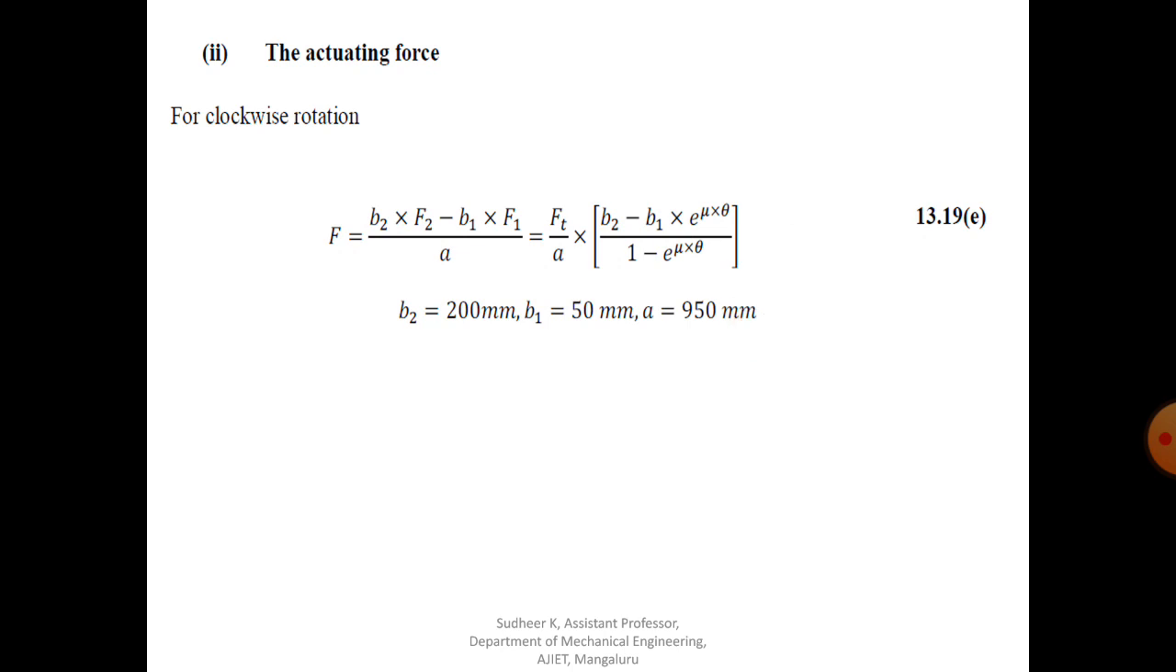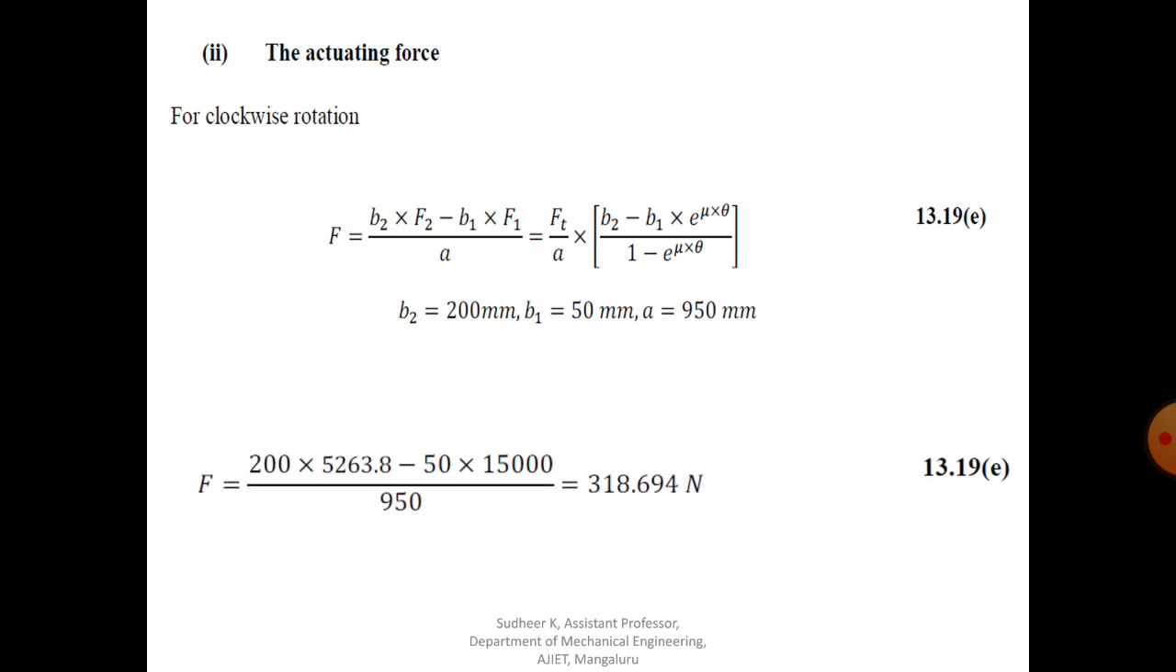This is one of the important notes. If some problem is the same as your data handbook formulas, then there is no need of reversing. Here you have to do reversing, because the direction of force given in the problem and the direction of force given in the data handbook will be opposite. That's why you change the equation. So F equal to B2 into F2 minus B1 into F1 divided by A. B2 value is 200 according to the data handbook, B1 value is 50, and A is 950 millimeter.